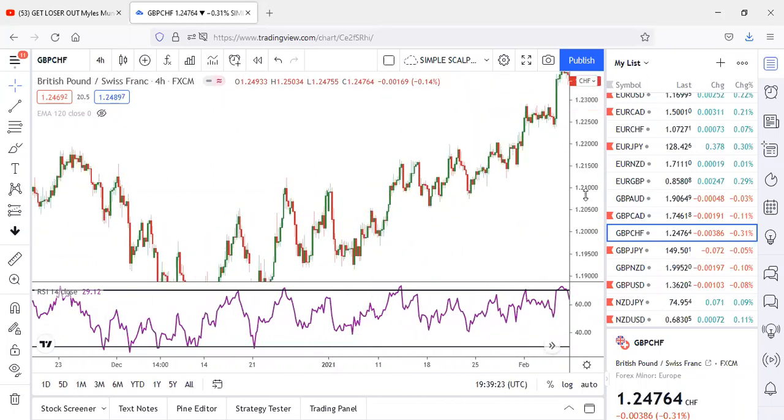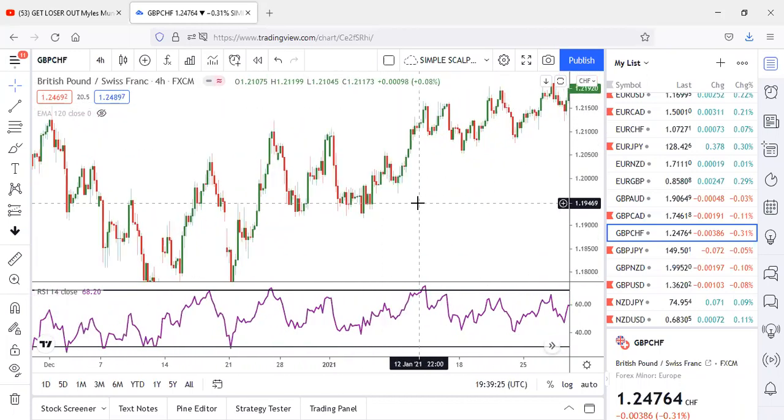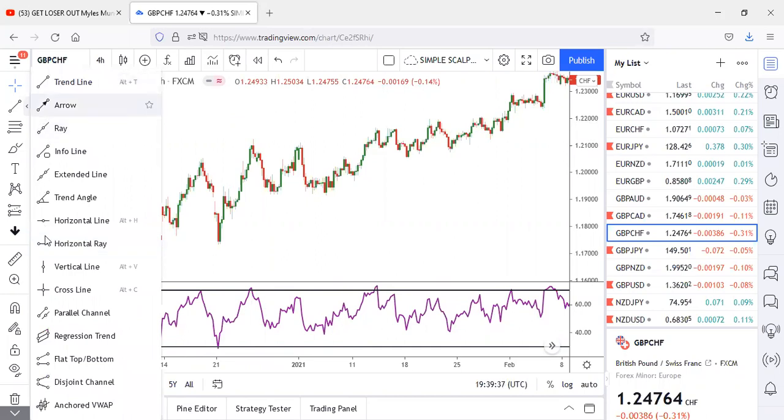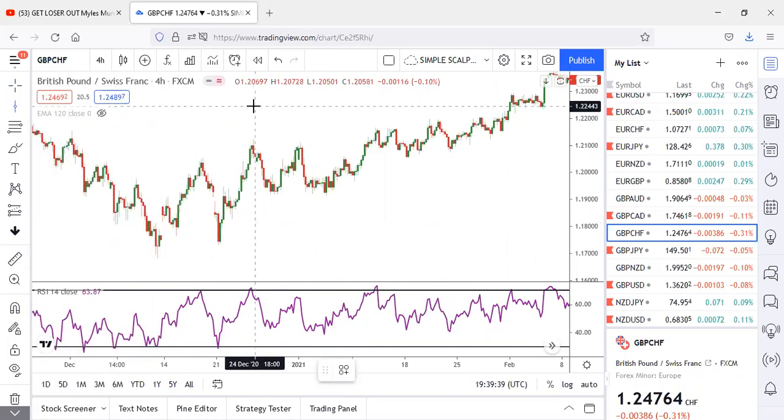Perfect. I see one right here. Now look at it. This is it, guys. Between here and here, let me just mark it so you can understand this straight away. Take a look at your price and divergence.